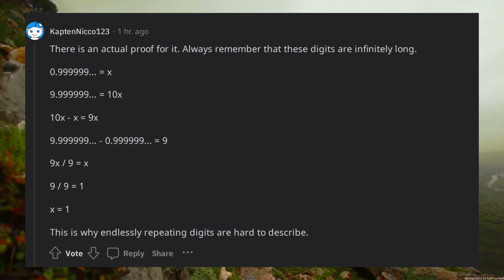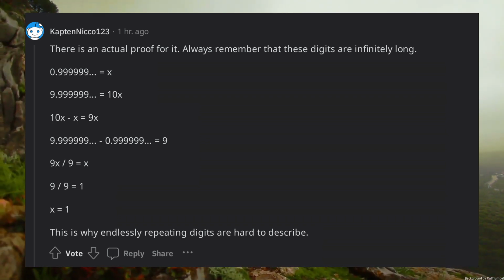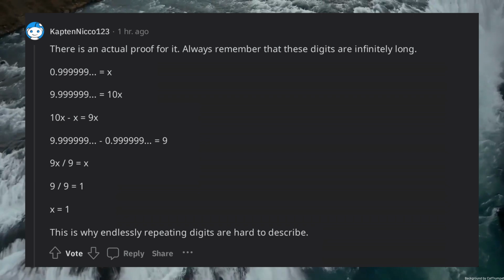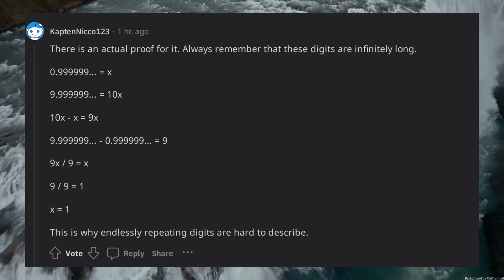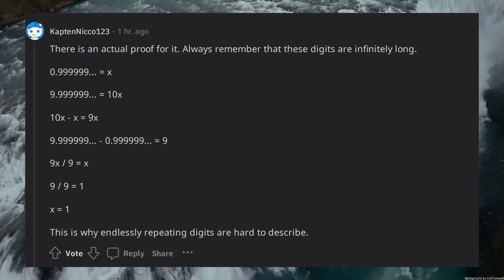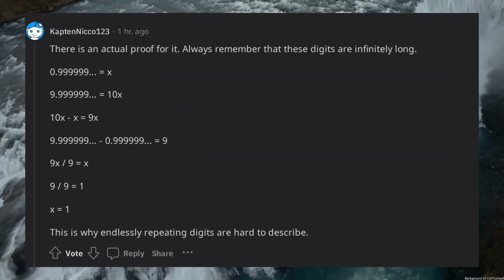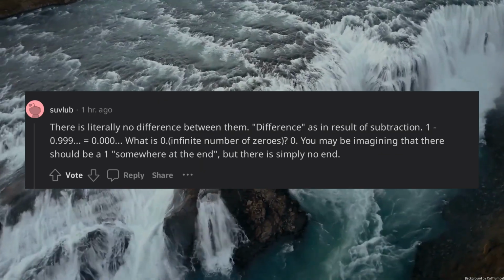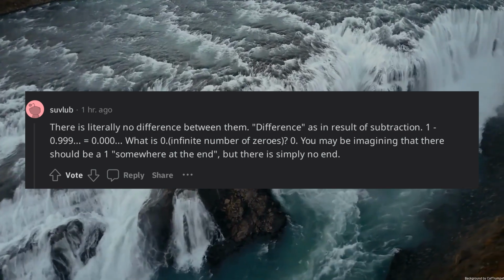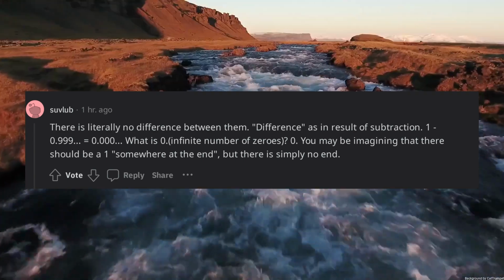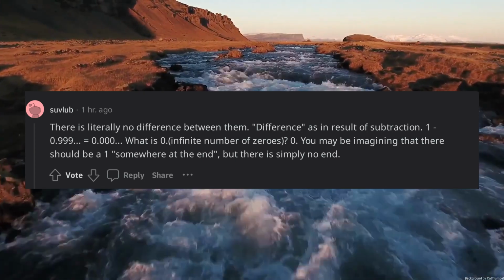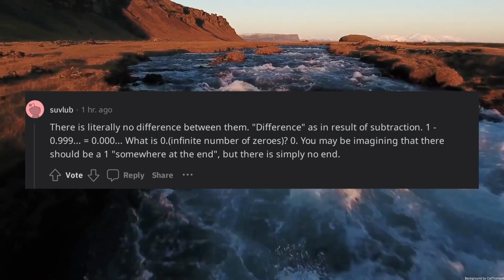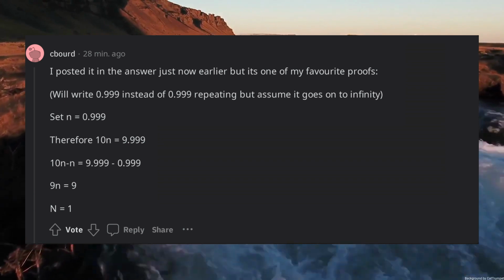x equals 0.999999... 10x equals 9.999999... 10x minus x is 9x. 9.999999... minus 0.999999... is 9. 9x equals 9, so x equals 1. This is why endlessly repeating digits are hard to describe. There is literally no difference between them. Difference is a result of subtraction. 1 minus 0.999... is 0.000... What is 0.000...? An infinite number of zeros. You may be imagining that there should be a 1 somewhere at the end, but there is simply no end. I posted it in the answer just now earlier, but it's one of my favorite proofs.